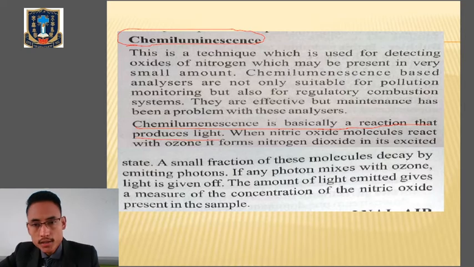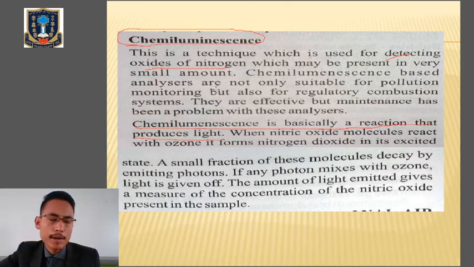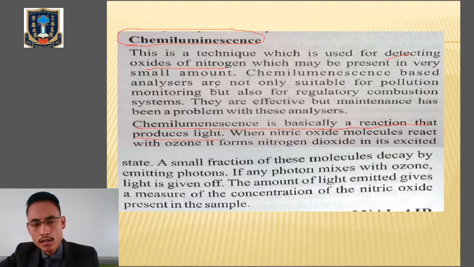Now this technique is used to detect the oxides of nitrogen, which may be present in very small amounts. Chemiluminescence based analyzers are not only used to analyze the particular pollutants present in the air, but they are also used for combustion systems.